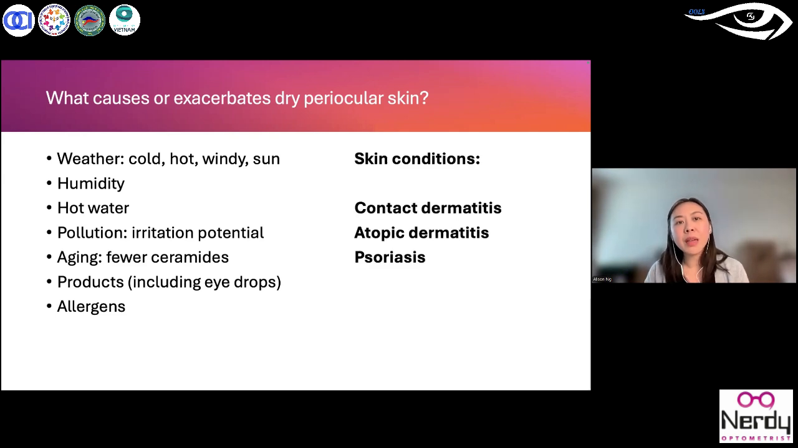Now, there are some things which are not purely dry periocular skin. I'm talking about skin conditions, things like contact dermatitis, atopic dermatitis, or psoriasis. So these skin conditions are separate to what I'm talking about when it comes to general dry periocular skin. And I'll talk about those skin conditions a bit further down the line.